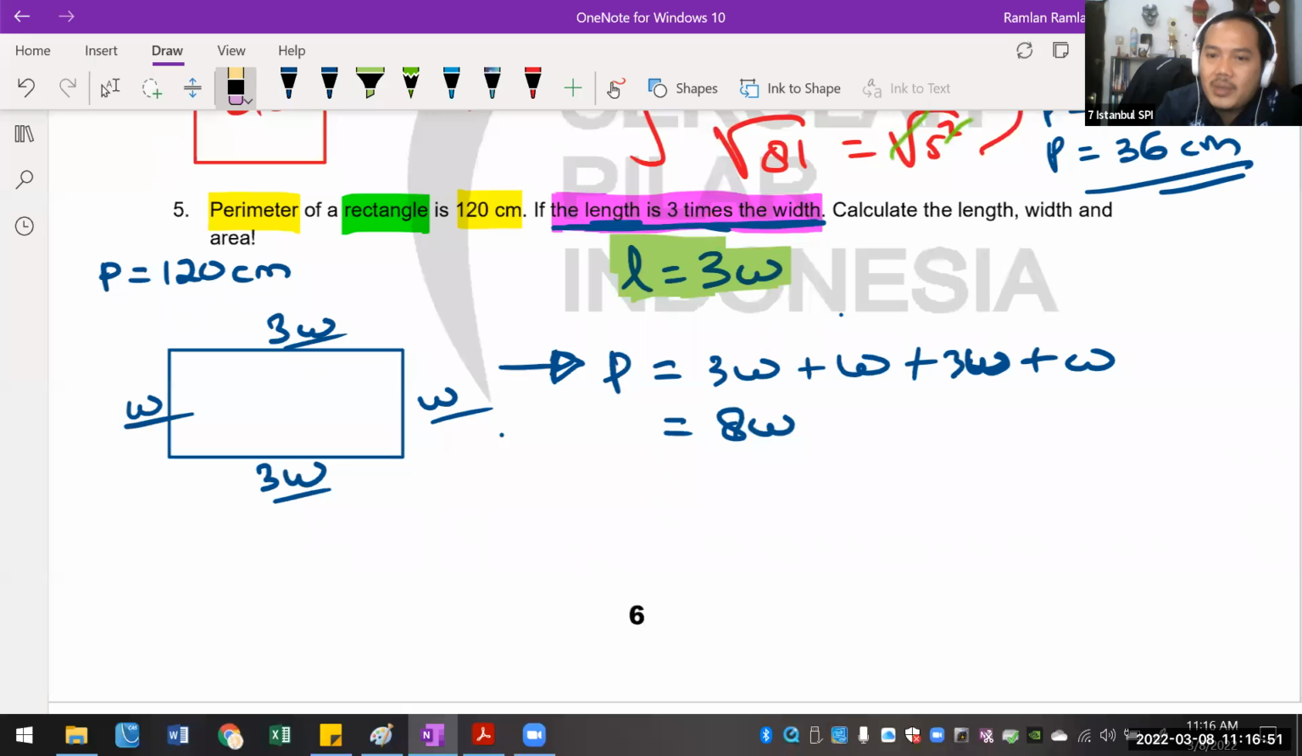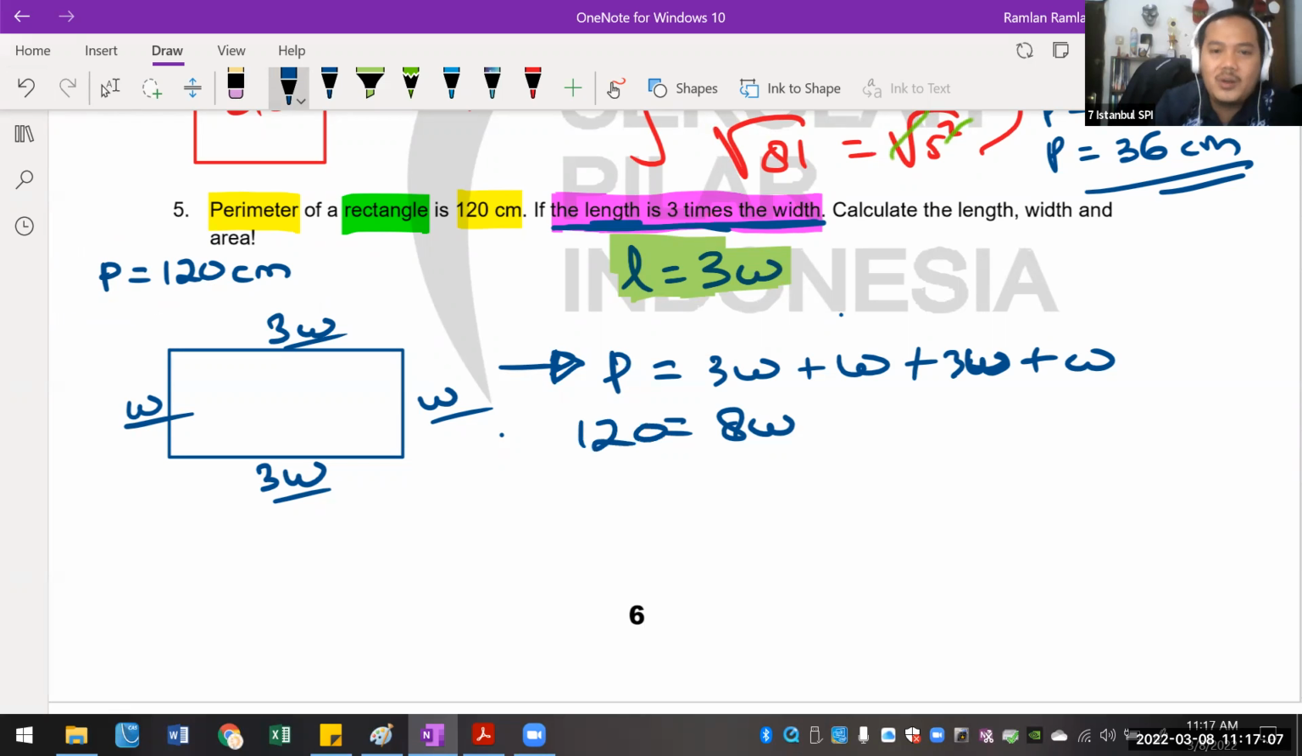Okay, remember that guys, actually we have a number in front of this which is 1, but we don't need to write it down. Okay, so here we go, we have 8W. But we also know that the P is 120. So we can substitute this P with 120, right?